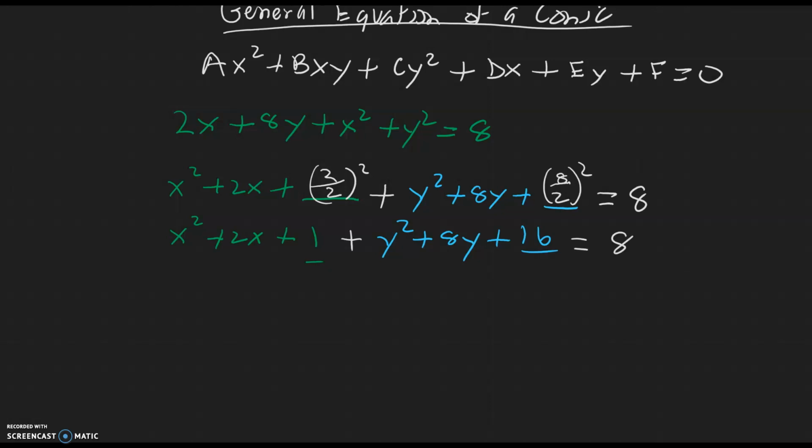However, like I said, if we added a 1 to the left side, we have to add a 1 to the right side. And if we add a 16 to the left, we have to add a 16 to the right. Now, what we've created on the left side are called perfect square trinomials, both of them. And they factor.